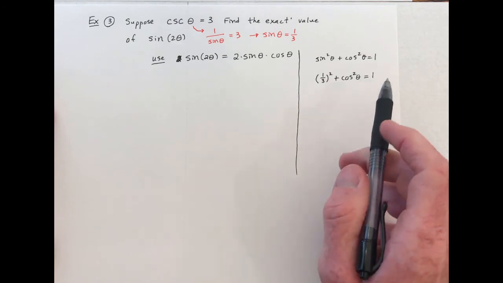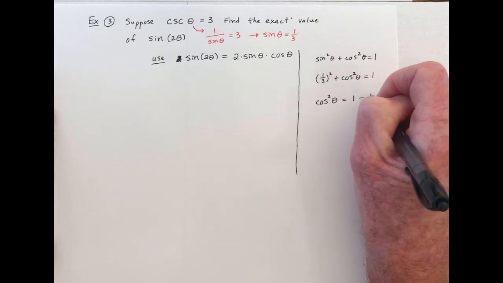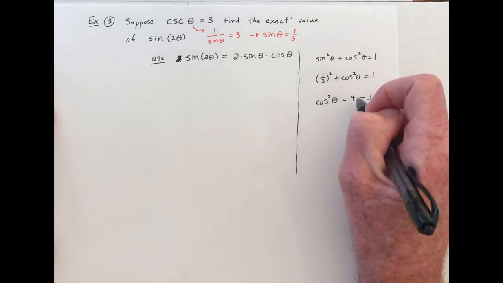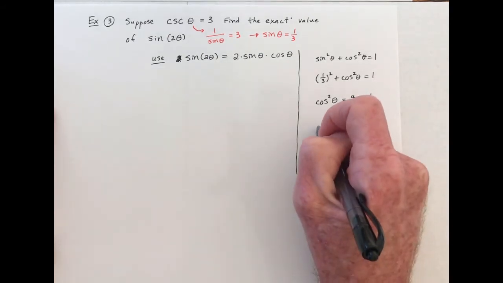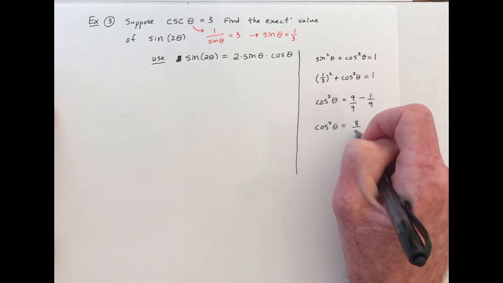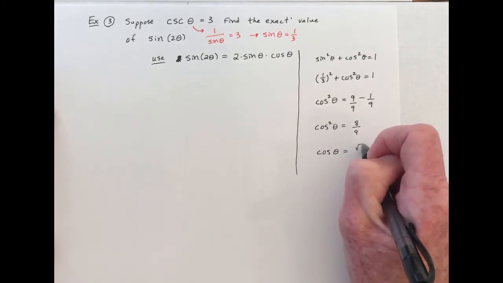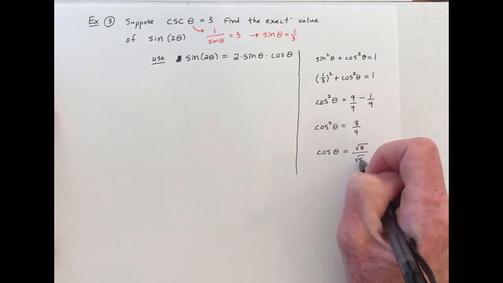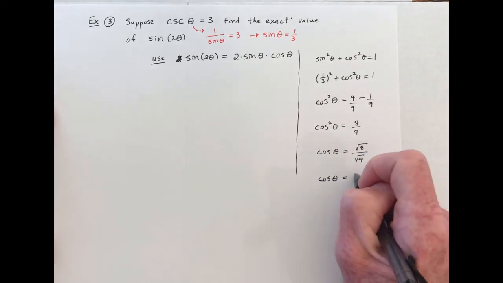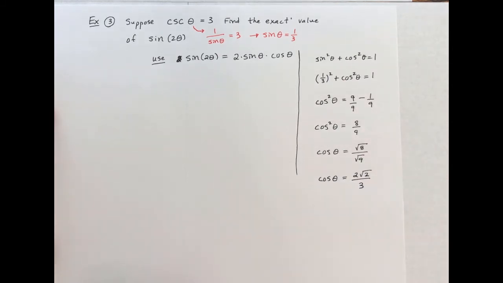Now subtract 1/9 from both sides. So cosine squared is equal to 1 minus 1/9. And you can change a 1 into 9/9. So that means that cosine squared is equal to 8/9. And then take the square root of both sides. So it's going to be the square root of 8 over the square root of 9. And when you reduce each one of those, square root of 8 is 2 square root of 2, and the square root of 9 is just 3.